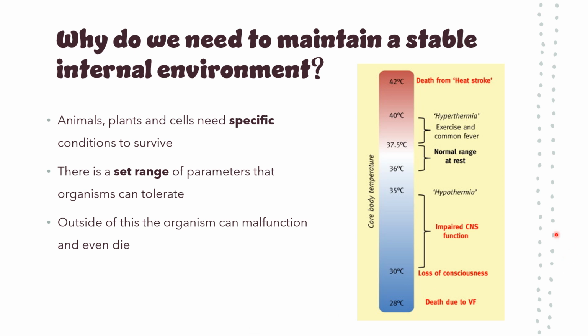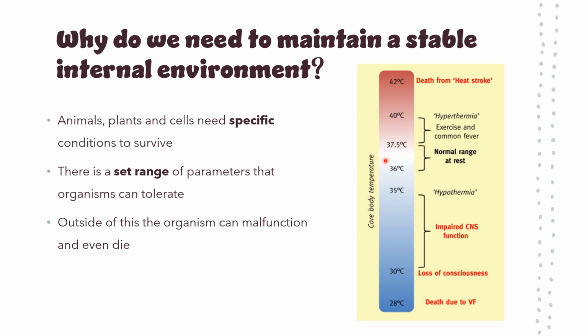So if we look at this diagram over here, we know that the optimal temperature for humans is about 37 degrees. So we've got a normal range around here. Below this, we have hypothermia. So when you get too cold, if your body temperature gets to about 28 degrees, that's very low and you can even die at this point.